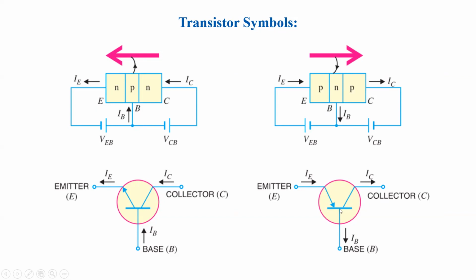Again, a straight line with the middle terminal representing the base, two slanted lines are written, and the arrow mark is shown here. So this arrow mark shows the direction of the current in the PNP transistor. If the arrow mark is going out, it is an NPN transistor. If the arrow mark is coming in, that represents the PNP transistor.